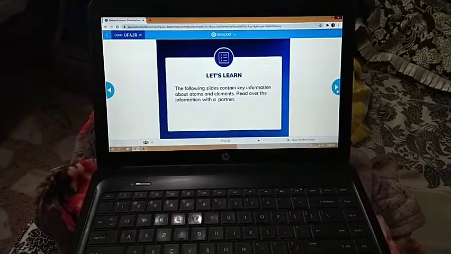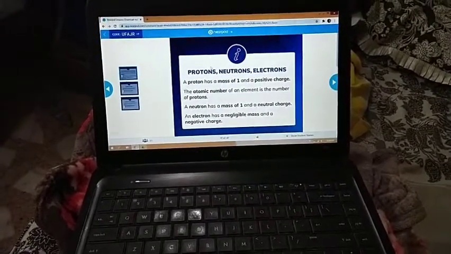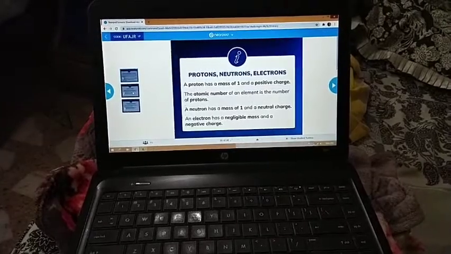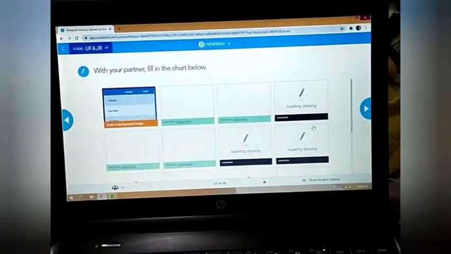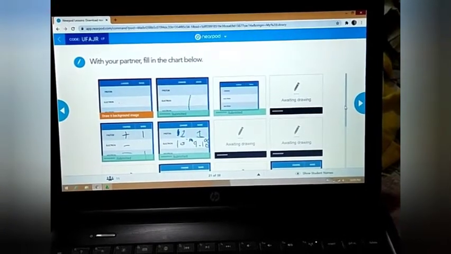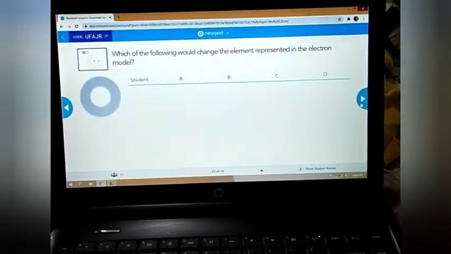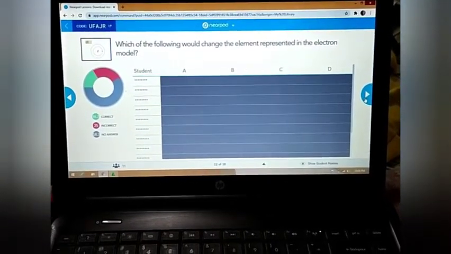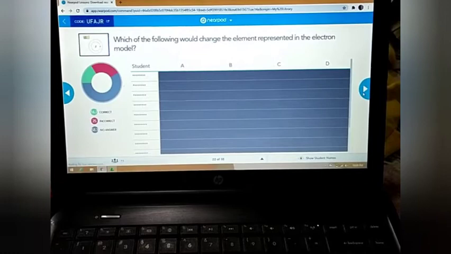Okay, now in the next slide there is information about atoms and elements. This is the information regarding protons, neutrons and electrons. You can shift through these slides like this. Alright, so in this question, boys, you are supposed to draw or make this chart. Okay, we are waiting for some answers over here. Once all of them are done, then we'll move to the next slide. Okay, so then the question is: which of the following would change the element represented in the electron model? Okay, so answer this question.